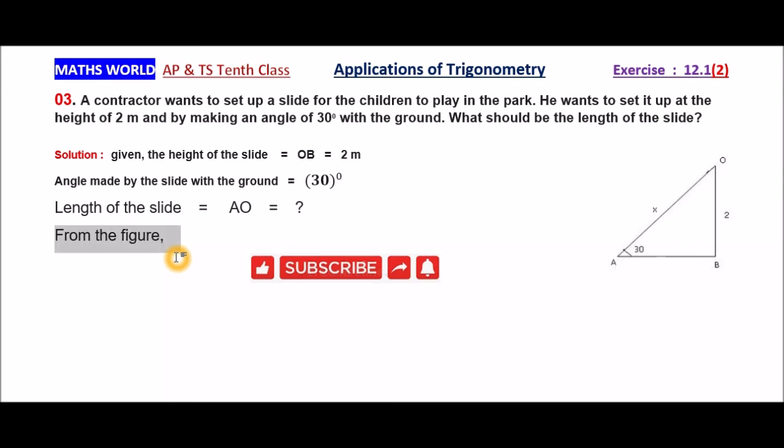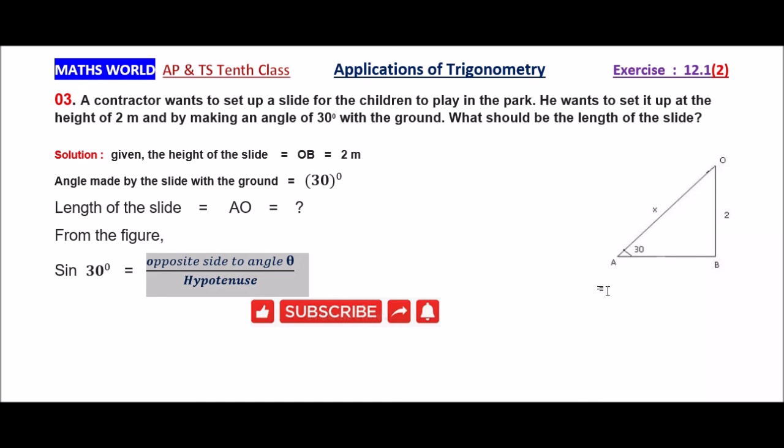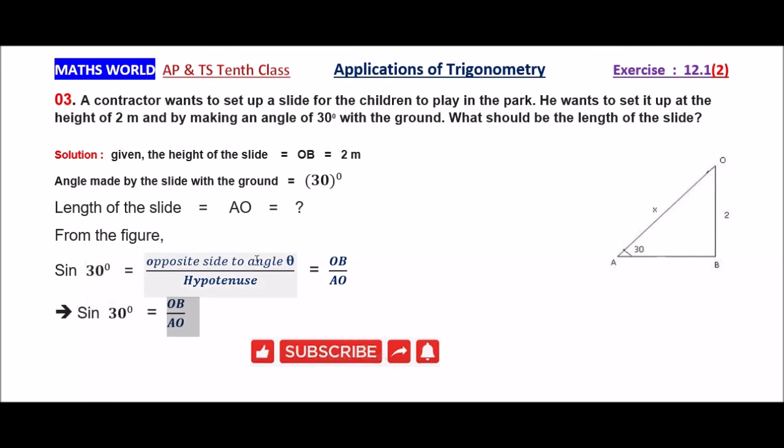From the figure, sin 30, understand? Sin 30 is equal to opposite side divided by hypotenuse. Opposite side to angle theta divided by hypotenuse. That is OB divided by AO. What is the value of sin 30? Sin 30 is equal to OB by AO. The value of sin 30 is 1 by 2. So 1 by 2 is equal to, we have OB value 2 and AO is not given.